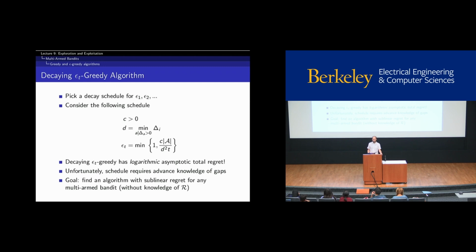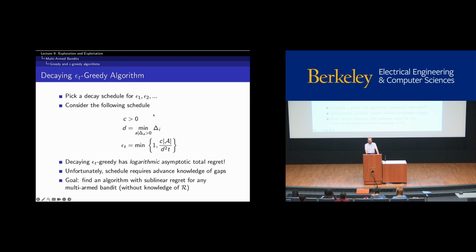So when I first talked about epsilon-greedy exploration, that was with a constant epsilon. What you should really do if you're doing epsilon-greedy exploration, although often people just don't, is pick a decay schedule for epsilon. So epsilon gets smaller over time.